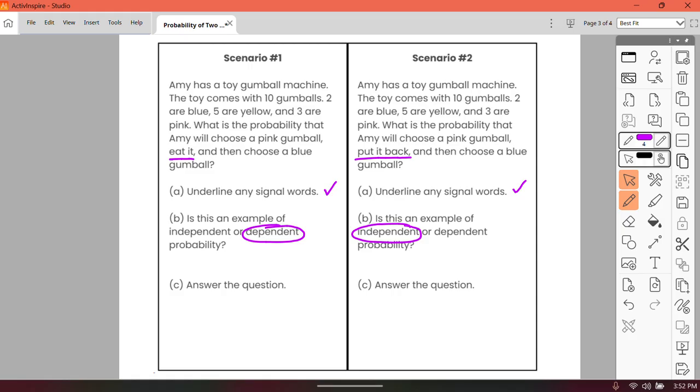So let's do some probability. The first time that Amy gets a gumball, the chance of her getting pink is 3 out of 10. But then she eats that gumball. So instead of there being 10 gumballs, now there are only 9, and 2 of them are blue. So if you're thinking, whoa, you got way ahead of me, let's make ourselves a little picture.